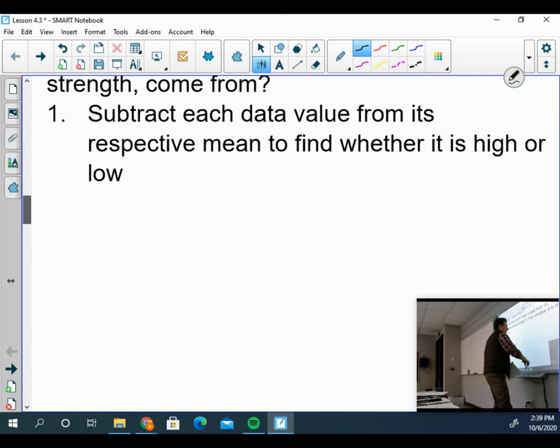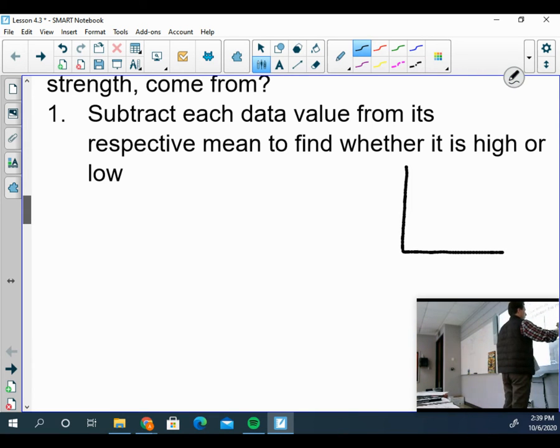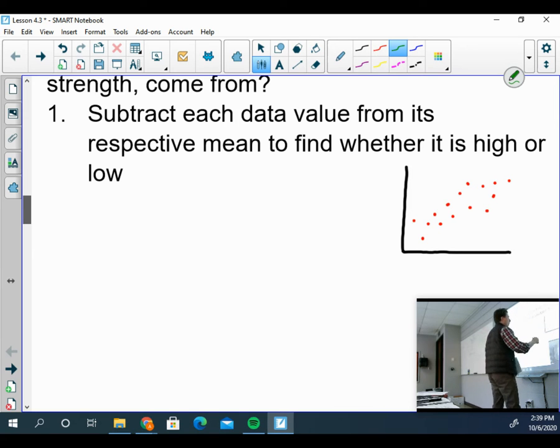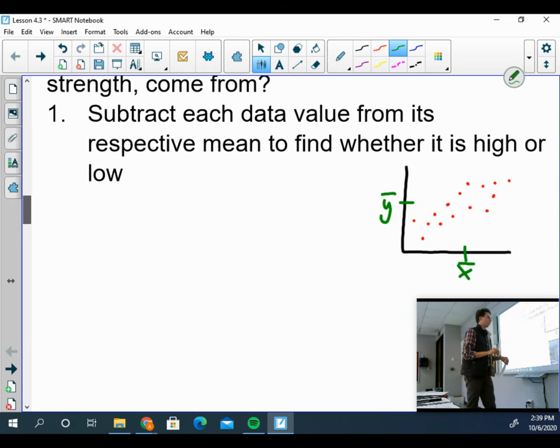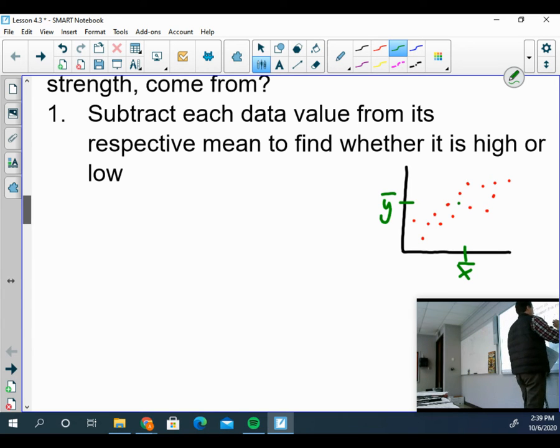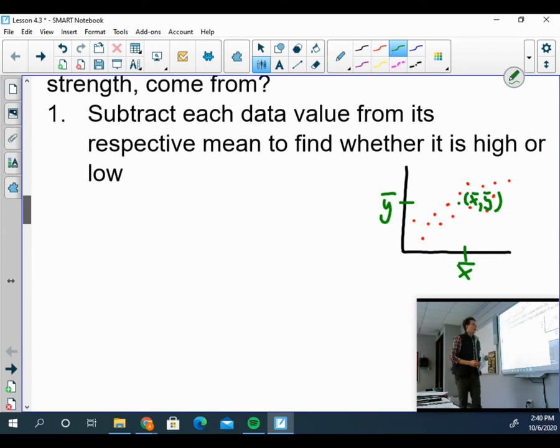Well, if we look at a scatter plot, and I've got data kind of all over this scatter plot, you could probably tell me that my mean Y value would be somewhere in here, and my mean X value would be somewhere in here. This point here in green would probably be X bar, Y bar. So how do we figure out how strong or weak the correlation is?